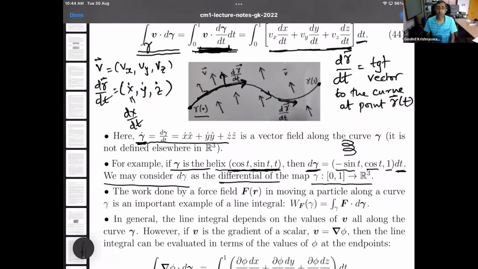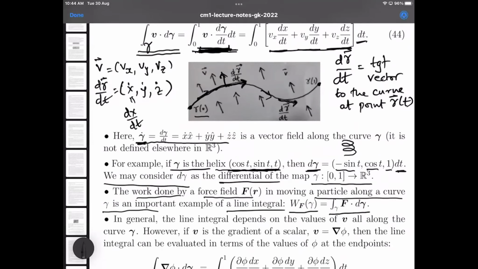Any question about my definition of the line integral? As I mentioned, the work done by a force field F in moving a particle along a curve gamma is, of course, an important example of a line integral. So the work done W_F of gamma is the integral of F dot d gamma.